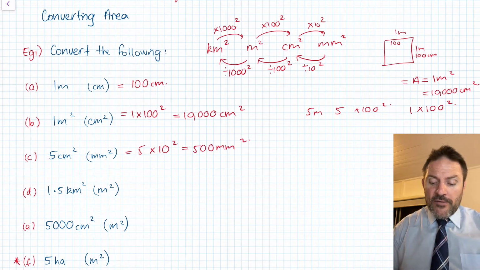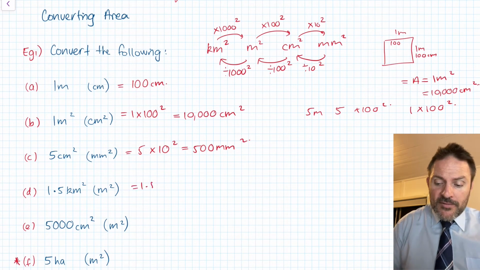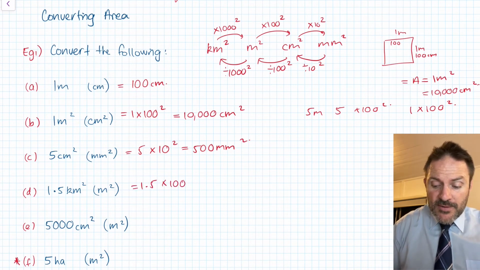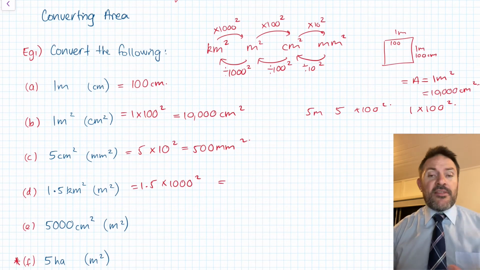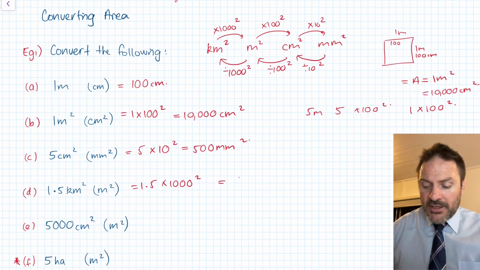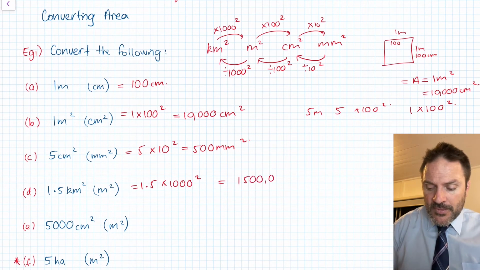We get 1.5 kilometers squared, so 1.5 times 1,000 squared. Now, of course, you have calculators for this all the time, so you may as well just do it on there, but 1,000 squared is a million, so we get 1,500,000 meters squared.